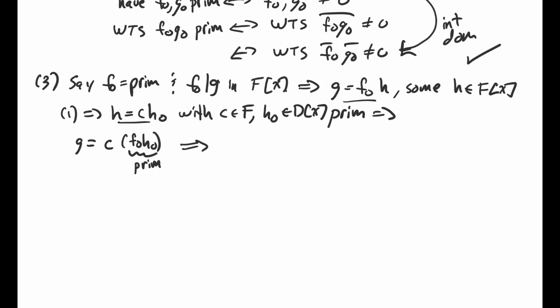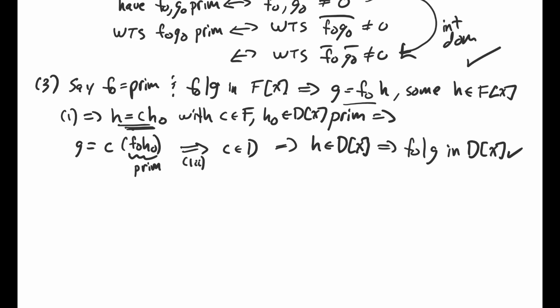But by the second part of 1, since g is in d of x, and this is a primitive polynomial, c had to be in d too. And then once c is in d, because of this equation, h was in d of x. All right, and that does it. So h is in d of x, which means f naught actually divides g in d of x.